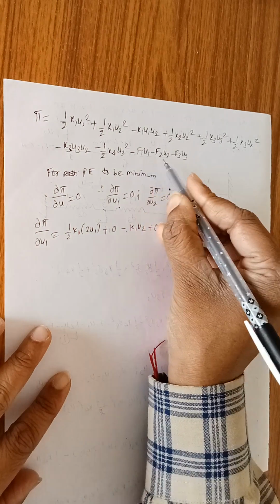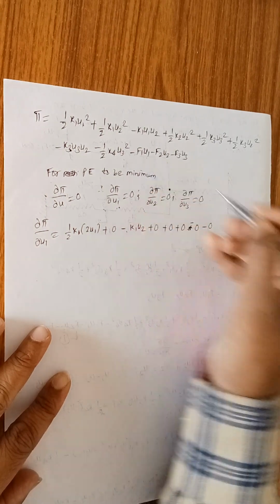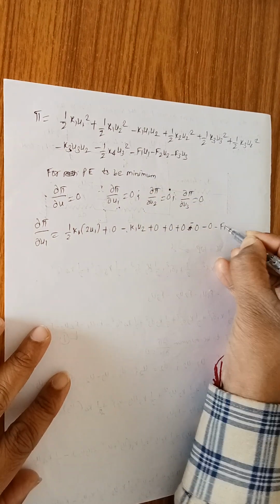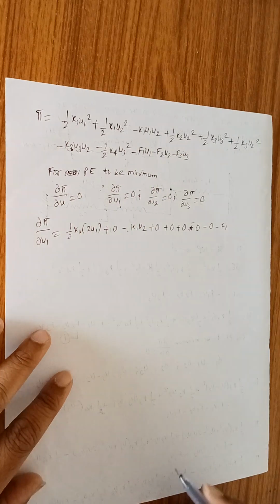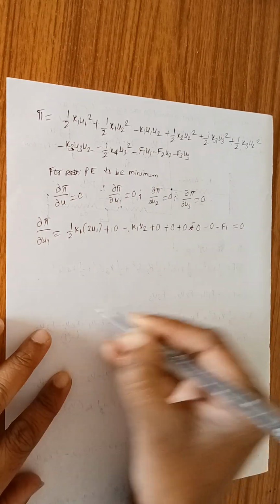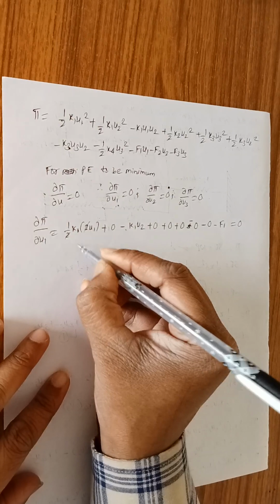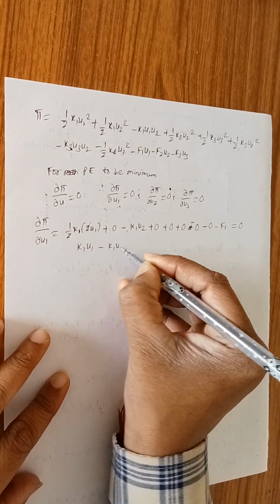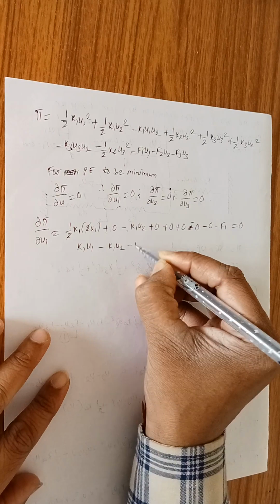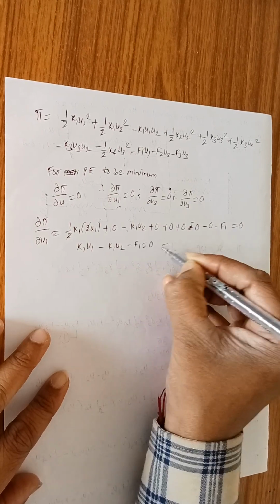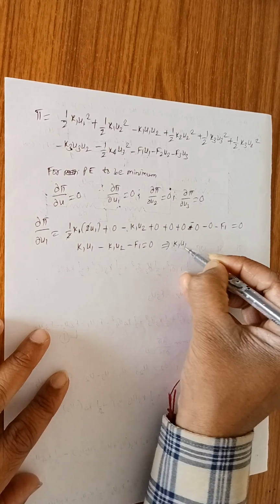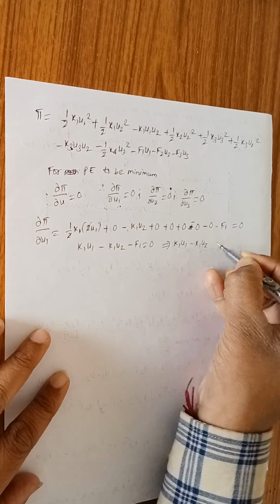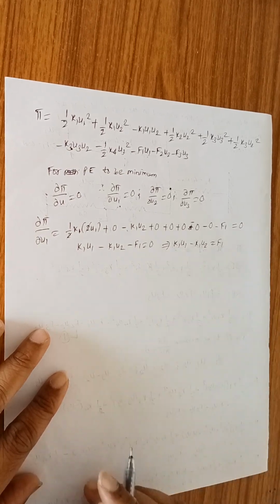And finally here we have only u1 in this first term, therefore minus f1 will be considered as constant and u1 will be left out. So finally that is going to be equated to 0, and finally you have 2 and 2 get cancelled. So you get k1 u1 minus k1 u2 minus f1 equal to 0. If you send this f1 to the other side, I'll get k1 u1 minus k1 u2 equals f1. I hope you have understood this.